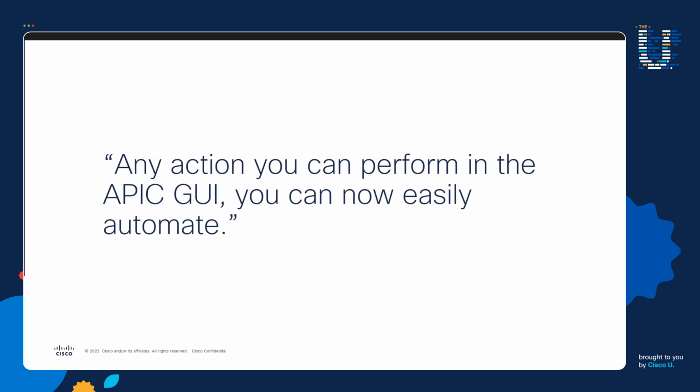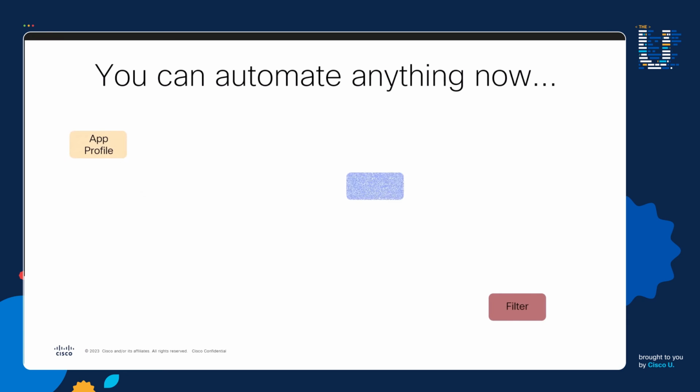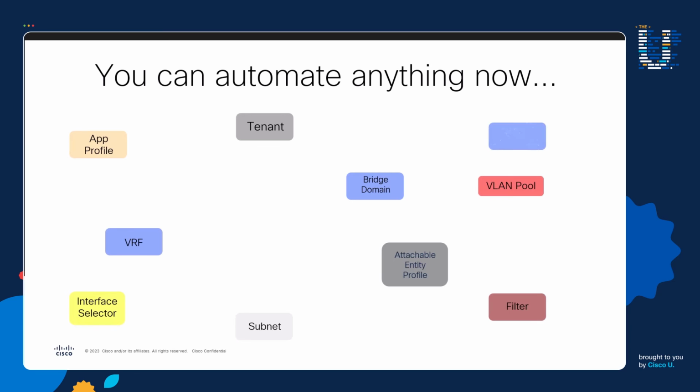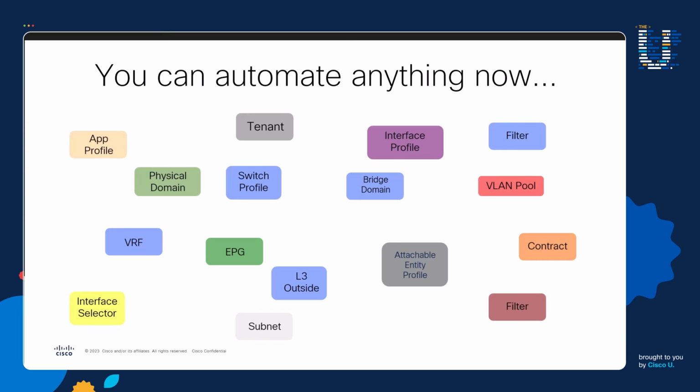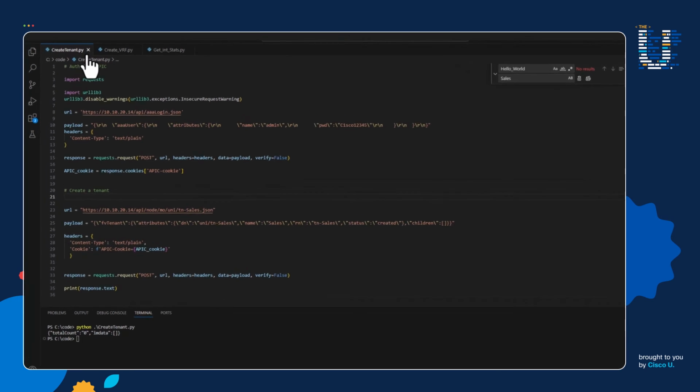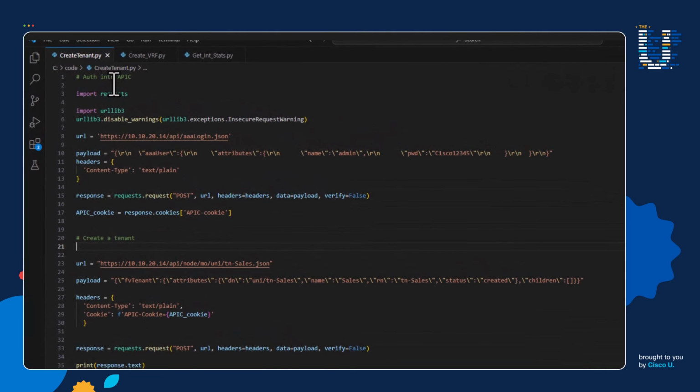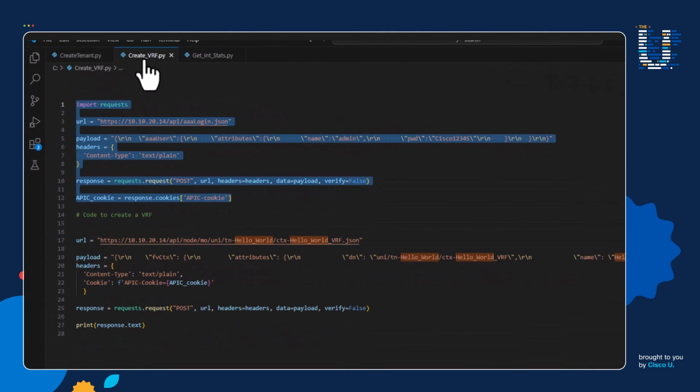But here's the cool thing. Any action you can perform in the GUI, you can now easily automate. So if you want to configure VRFs, bridge domains, if you want to get statistics for interfaces, if you can do it in the GUI, you're likely going to be able to create a Python script to do that very easily. And I did that. I used the exact same process that we went through to create a script to create VRFs.